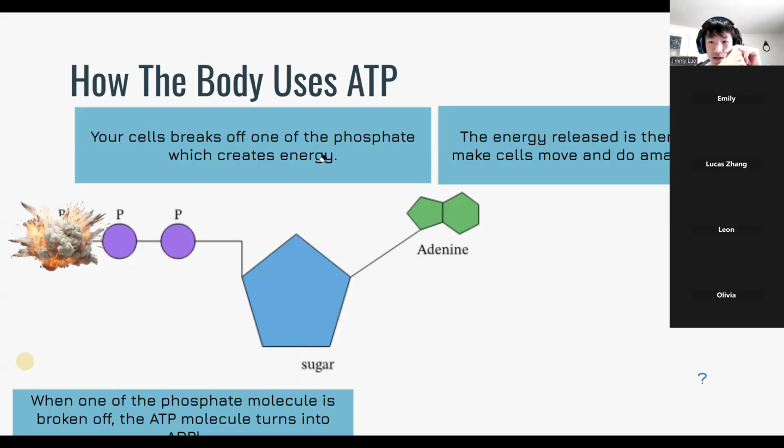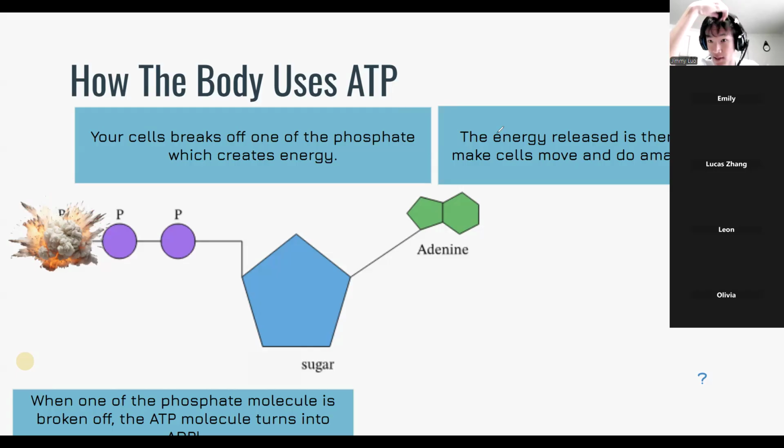What does ATP turn into after one of the phosphates breaks off? I'll talk about more of that after, but let me just talk about how your body uses the energy from the phosphate. Anyways, I'll talk about what ATP turns into after the phosphate is gone. But for now, I just want to let you guys know how this energy is used.